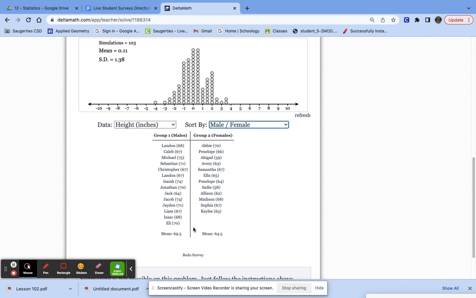Now for male, female, if I subtract these two, I actually get a difference of 5. So if I go out here to 5, that's definitely something that really didn't ever happen by chance in those hundreds or 103 simulations we did. So we would say that that's statistically significant.